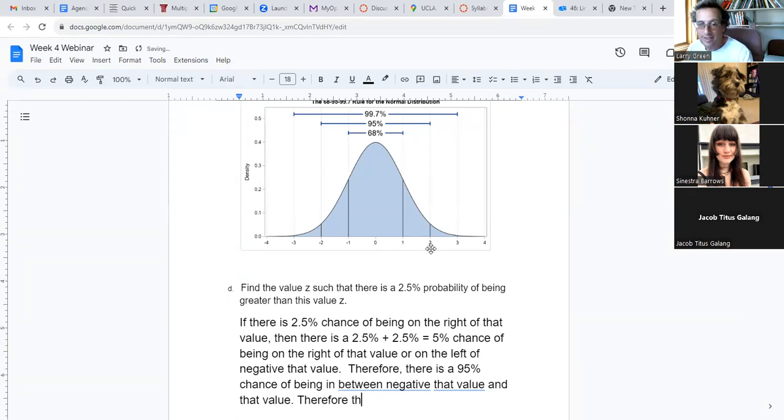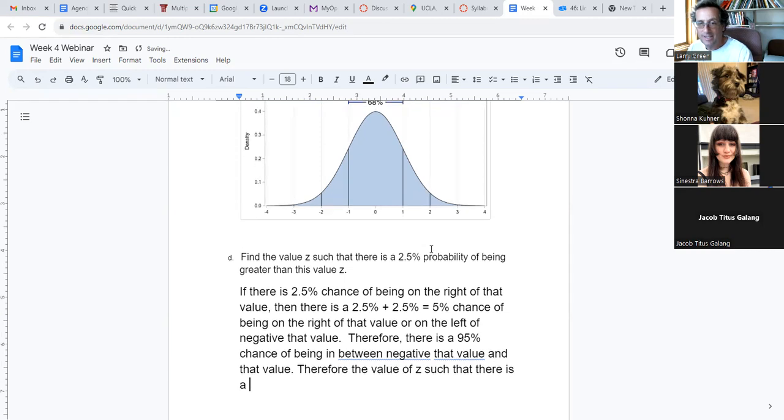Therefore, the value of z such that there is a 2.5% probability of being greater than this value is z equals 2. Any questions on this reasoning? Questions? A lot of logic involved. I was just looking at the picture and putting pieces together. There's not a lot of hard math, or not hard like arithmetic math stuff. We will get there.